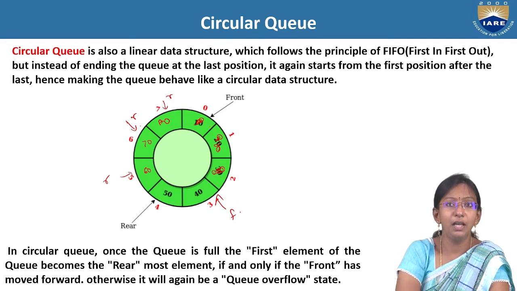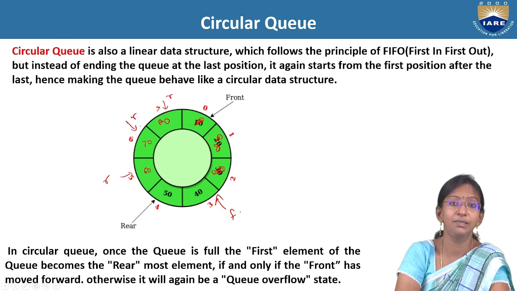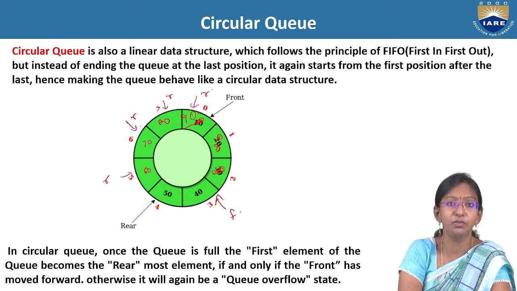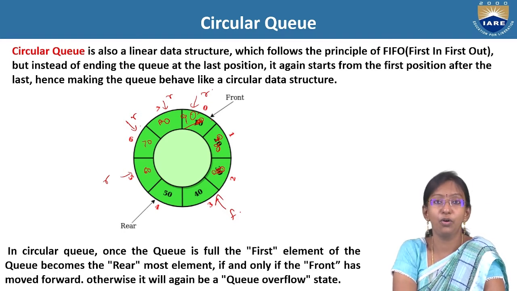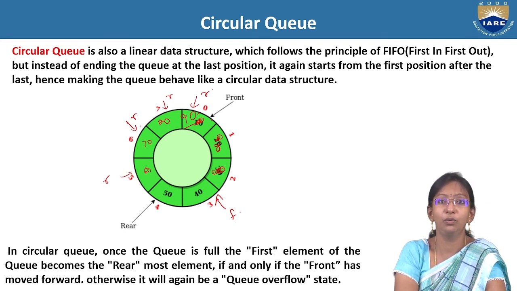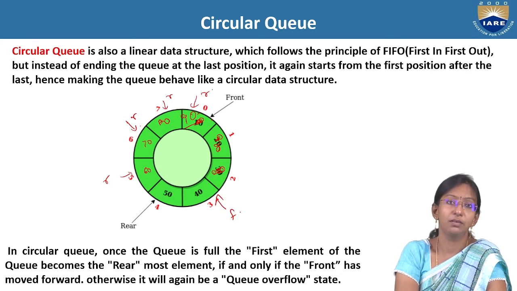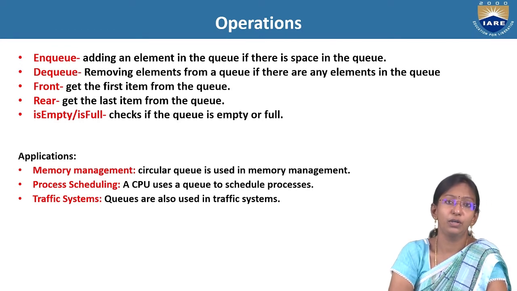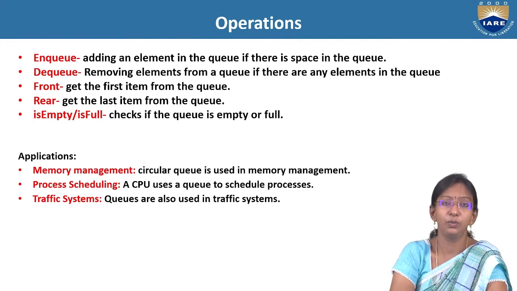Very good, right? Now if I try to insert, even though the rear is pointing to the highest index value, as front is not pointing to 0, make rear at 0 and insert the element 90. This is possible. So the major drawback of the linear queue, you can overcome it using circular queues. Okay? Yes, sir. So the basic operations that you can perform on a circular queue are the same: enqueuing, dequeuing, front, rear, is empty or is full.